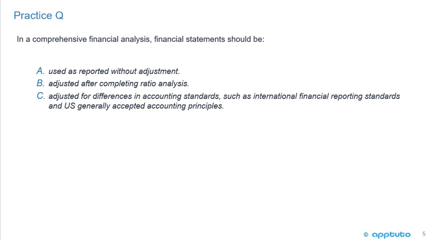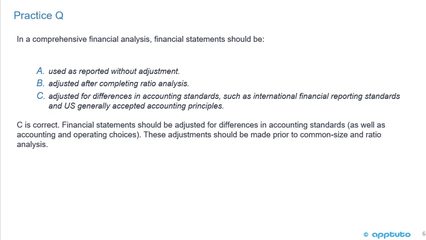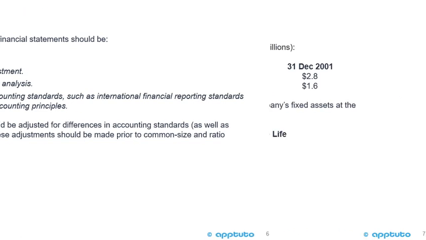Quick little practice question. In a comprehensive financial analysis, financial statements should be A, used as reported without adjustment, B, adjusted after completing ratio analysis, or C, adjusted for differences in accounting standards such as International Financial Reporting Standards and U.S. Generally Accepted Accounting Principles. C is correct. Financial statements should be adjusted for differences in accounting standards as well as accounting and operating choices. These adjustments should be made prior to common size and ratio analysis.